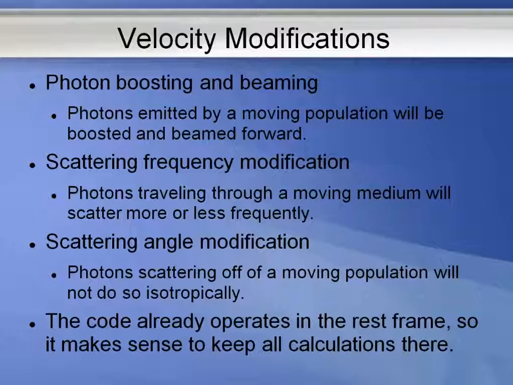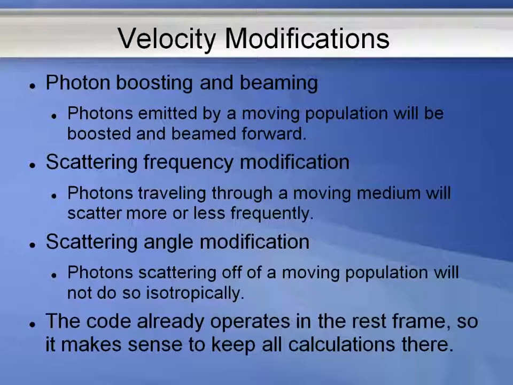Now we get into a bit more of a messy situation with the velocity modifications here. The first thing I did in this case was to step back and say, okay, at what points during our emission and scattering code do we need to think about what the plasma is doing? How the plasma is flowing? Well, the first case would be whenever the photons are emitted. They would be boosted and beamed in the direction of travel. That is, a moving population of plasma will emit radiation in the direction it's flowing mainly, and that radiation will be more energetic than it would be otherwise. It is boosted and it is beamed in that direction.